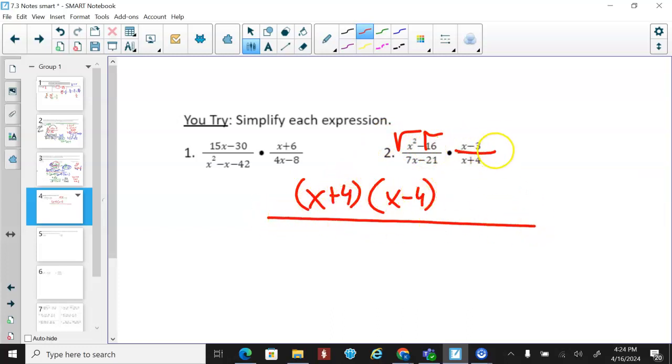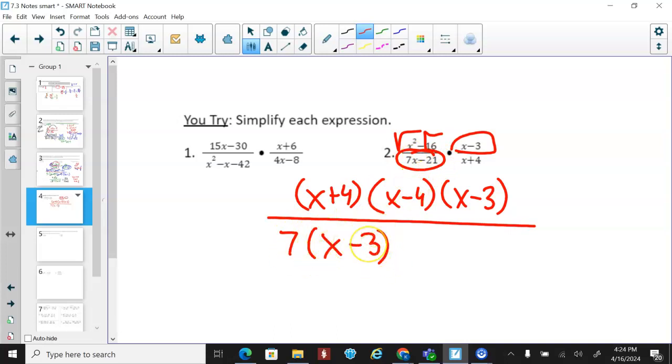Okay, and then of course times x minus 3. Now on the bottom, again, I do not have an x squared there. So the only thing I can do is take a greatest common factor out, which would be 7. If I divide both of them by 7, that gives me 7 and x minus 3. And of course, x plus 4 carries over.